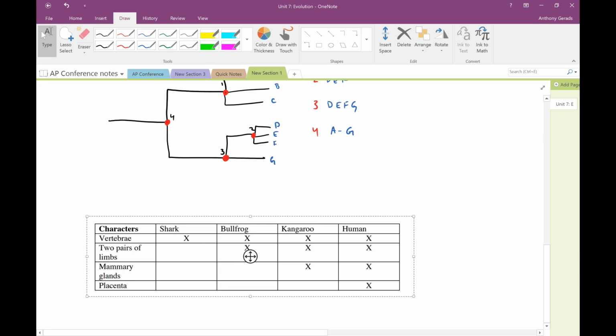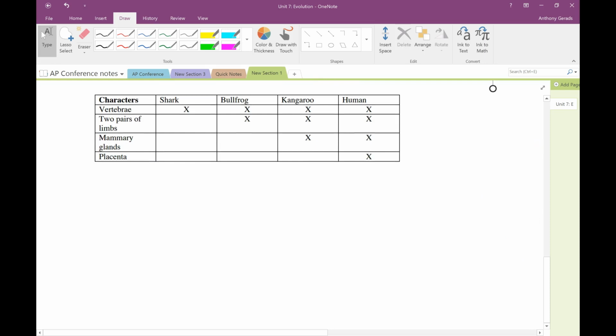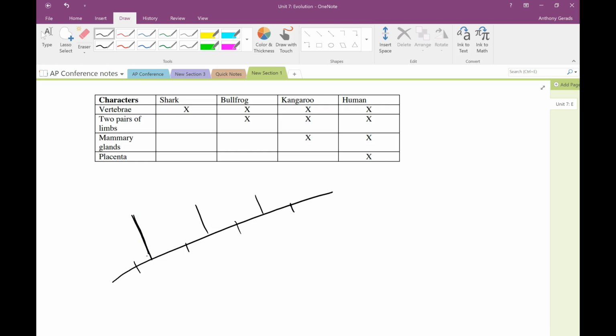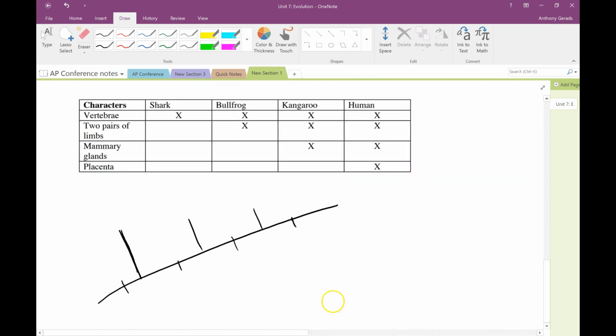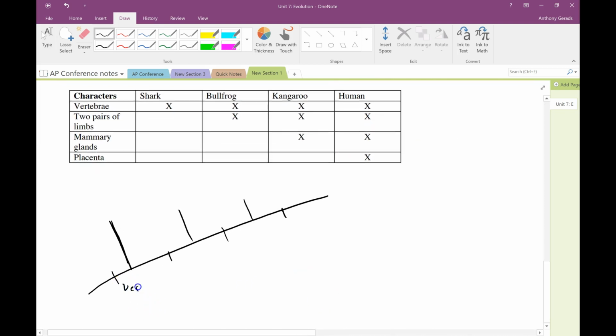So let's say I have this right here, okay? And I'm going to make a cladogram from it. Like, if you got this on a test, it would look like this. You have that, that, that, that, that, that, that. Okay? So the first thing we've got to look at is what trait is the most common one. What trait encompasses all the organisms on this chart? Okay, if I look at this, it's going to be vertebrae. So right here would be vertebrae.